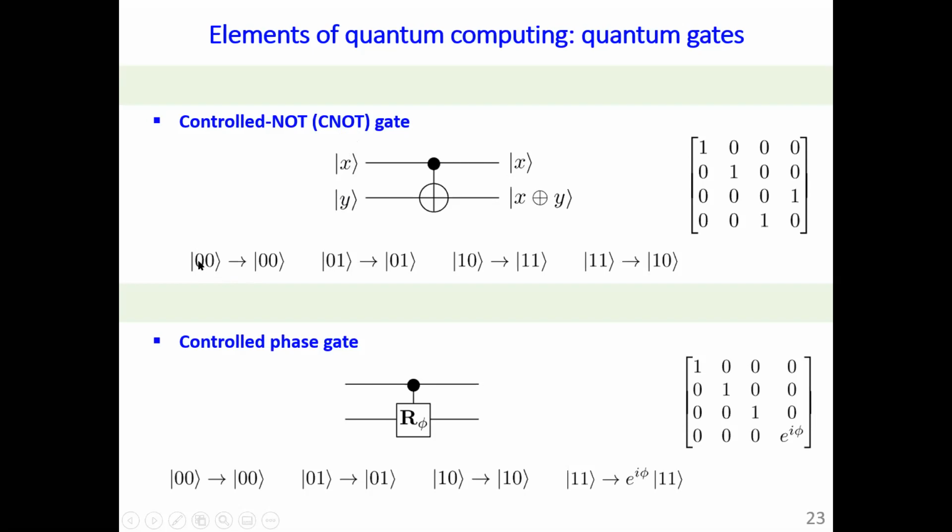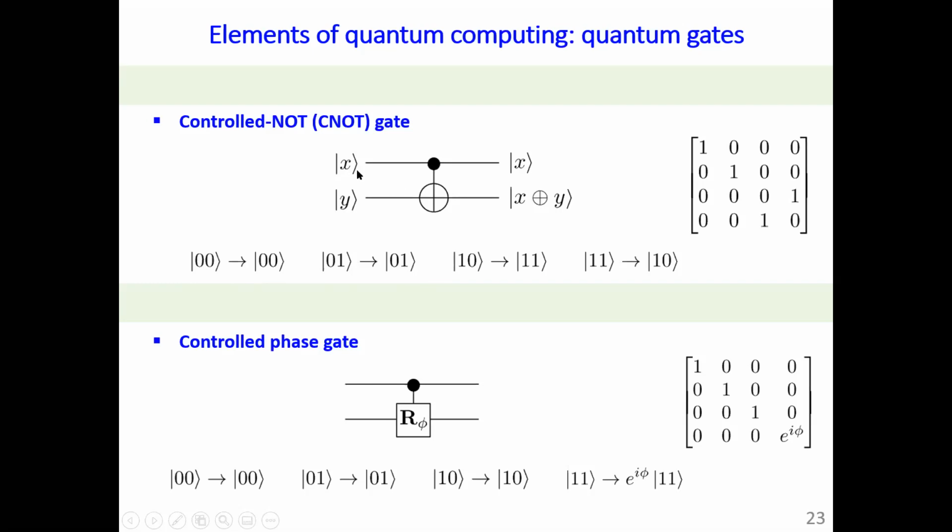Here we take the leftmost bit to be the controlling bit, and the rightmost bit to be the target bit. So if the controlling bit is 0, there's no change in the target bit. Therefore, 0, 0 maps to 0, 0, and 0, 1 maps to 0, 1.